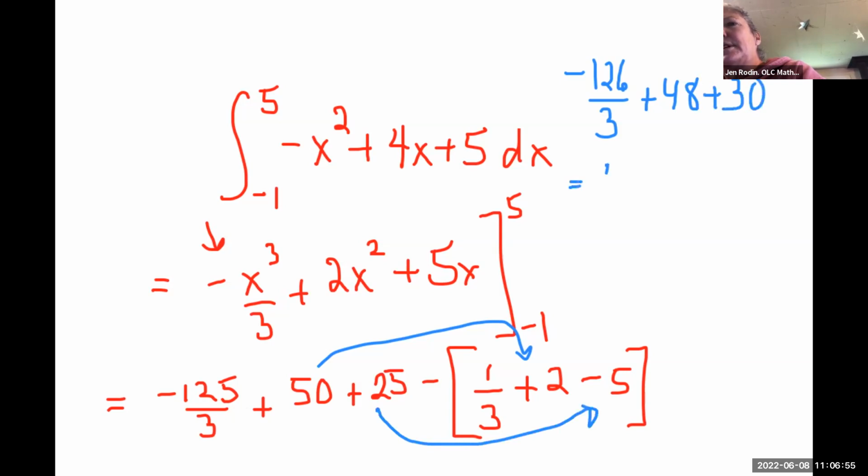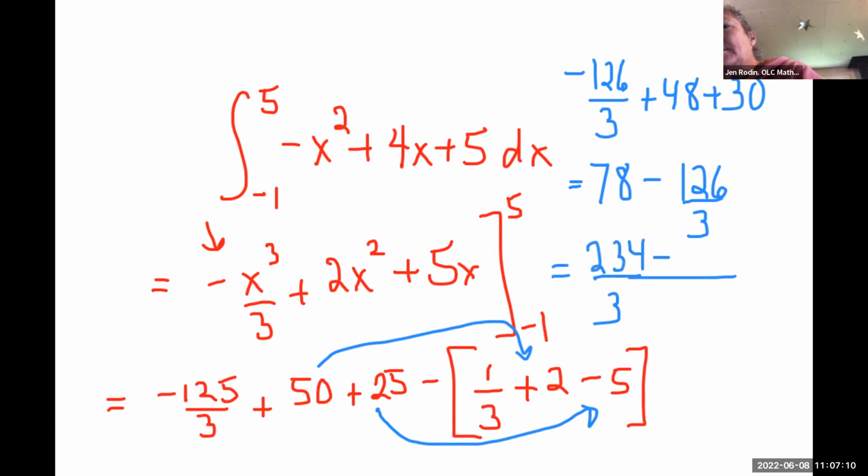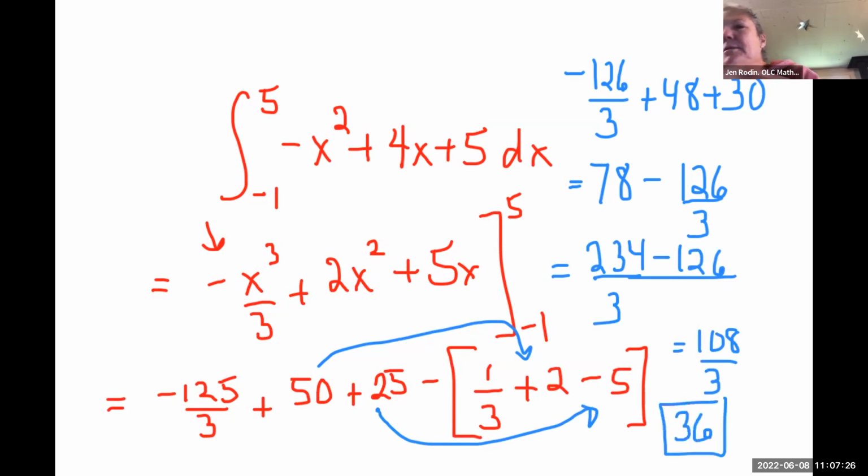So I've got 78 minus 126 over 3. Might as well put 78 over 3, 234 minus 126 equals 108 over 3, which is about, oh, that's exactly 36. So that's the area under the curve exactly. It's 36 units, 36 square units.